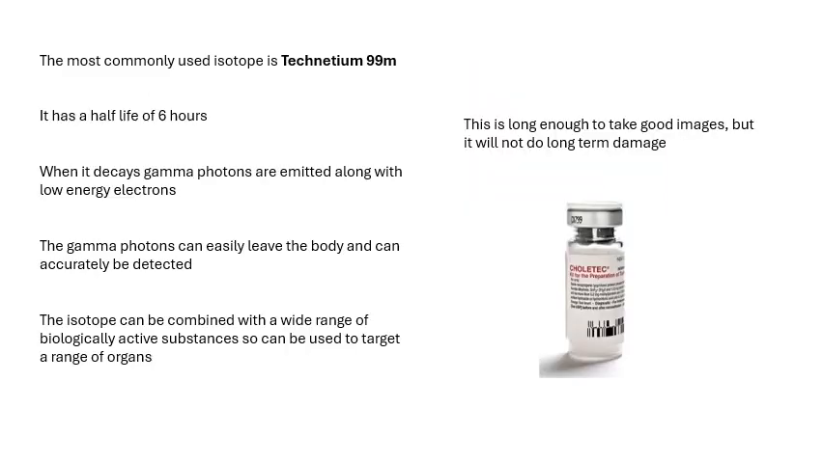The most commonly used isotope is technetium-99m. It's got a half-life of 6 hours. When it decays, you get gamma photons and low energy electrons. So the electrons don't do a lot of damage. The gamma photons can easily leave the body and can accurately be detected.